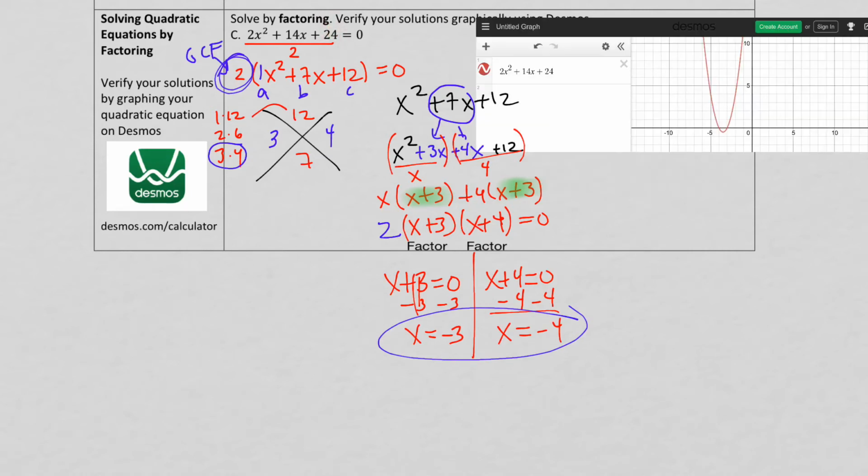Alright guys, sorry about that. So I fixed the Desmos graph. So here is the graph of the actual question we have. And notice how if I check my answers that I've computed, I get x is negative 3 and negative 4. And here you can see x is negative 3 and negative 4. So my answer does match my graph.